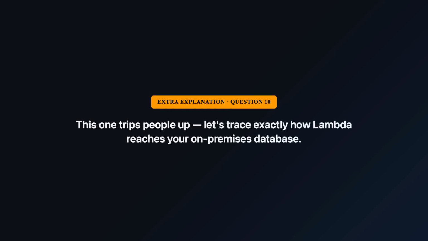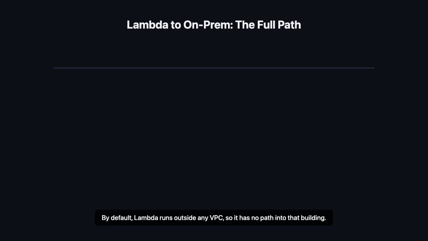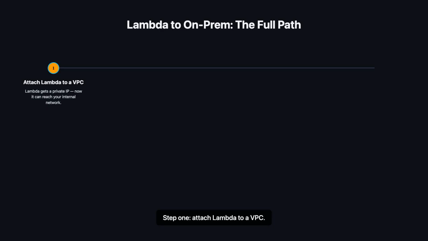This one trips people up. Let's trace exactly how Lambda reaches your on-premises database. Imagine your Lambda function is a contractor who needs to enter a secure building, the on-premises data center. By default, Lambda runs outside any VPC, so it has no path into that building. Step 1. Attach Lambda to a VPC. Now it gets a private IP and can send traffic through your internal network.